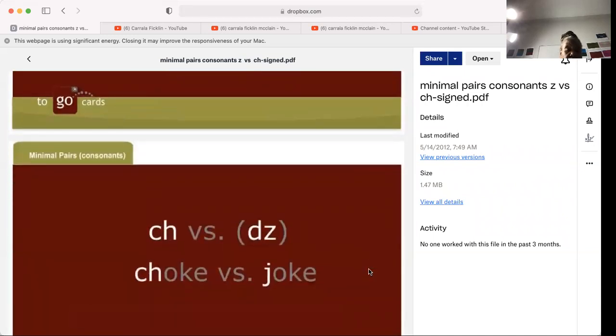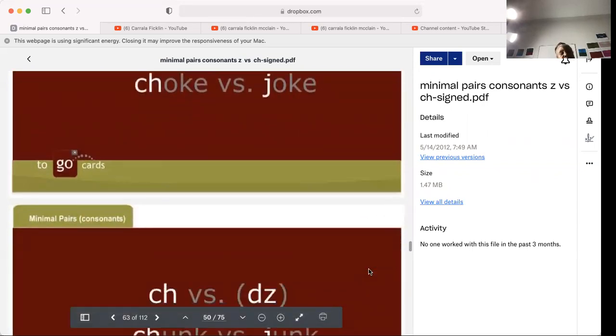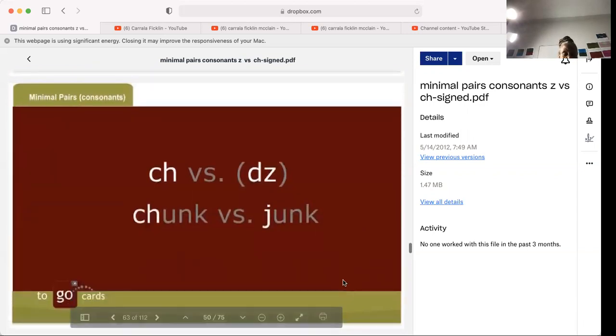Choke, joke, but I could see how someone could mix it up because I'm feeling it where I'm pronouncing it in my mouth. Choke, and then joke, choke, joke. Chunk, chunk, junk.